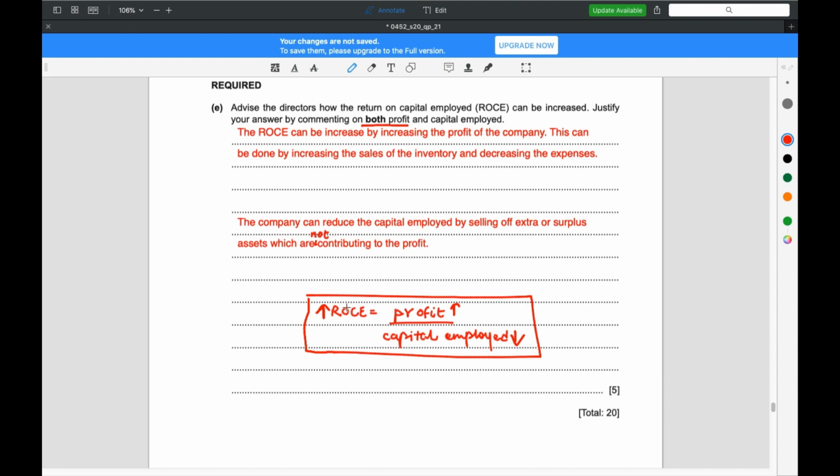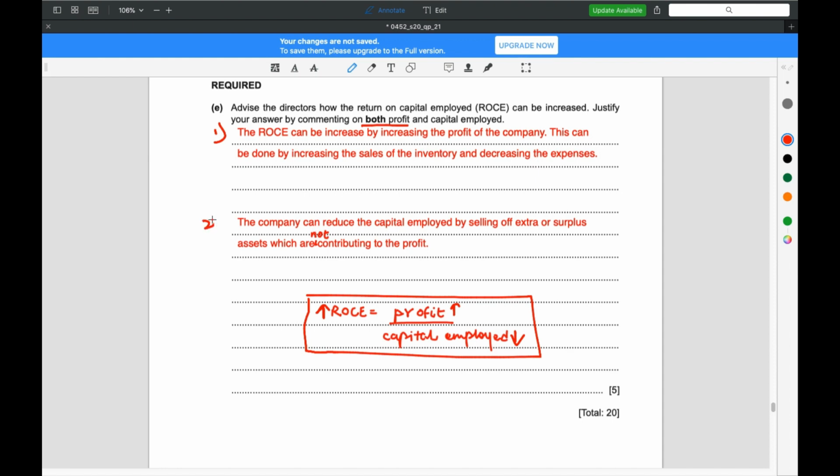ROCE and profit have a direct relation, while the capital employed and ROCE have an inverse relation. That's just basic maths. You should be able to do that. So the first point I've written here is that the return on capital employed can be, don't write the short forms to this, increased by increasing the profit of the company. Obviously, if you increase the profit, the ROCE will increase. This can be done by increasing the sales of the inventory and decreasing the expenses. If you increase the sales and decrease your expenses, your profit will automatically go up.